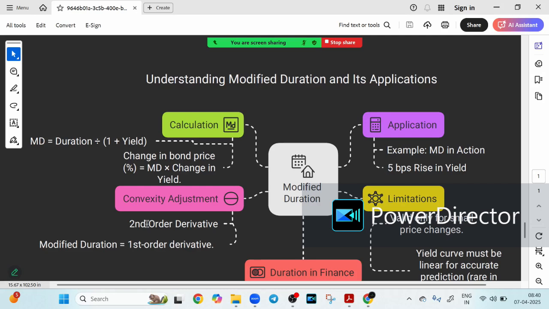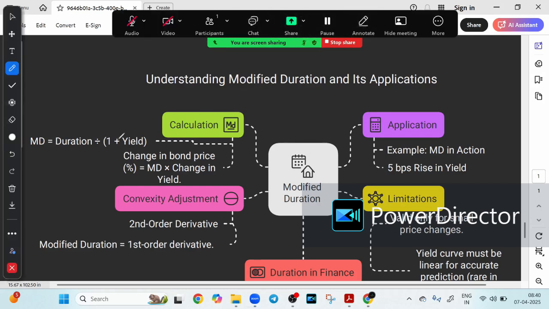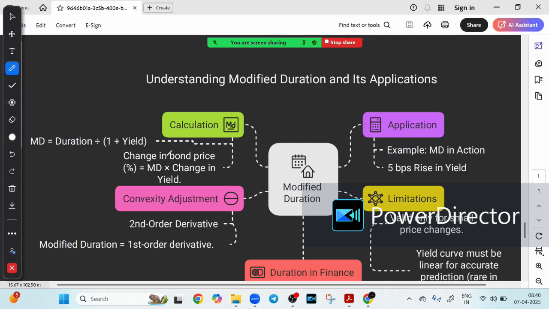So modified duration is calculated as duration divided by 1 plus yield. Why is this useful? Because it tells us exactly how much a bond price will change for every 1% change in the interest rate. For every 1% change in the interest rate, how much the bond price will change. This is what is indicated by the duration. So suppose MD is equal to 5, right? And yield rises by 1%. So what will happen? The bond price will fall by 5%, right?